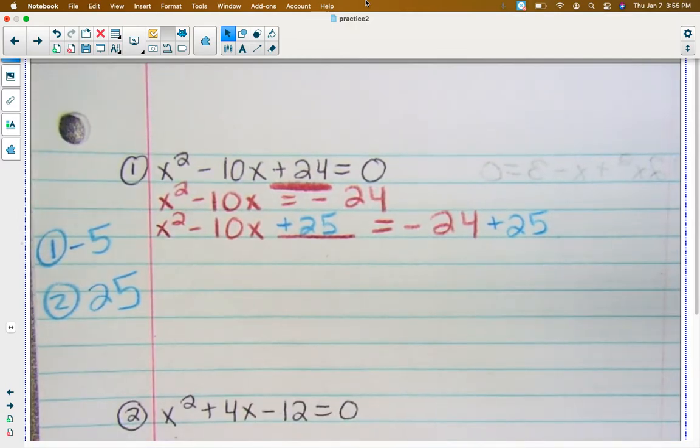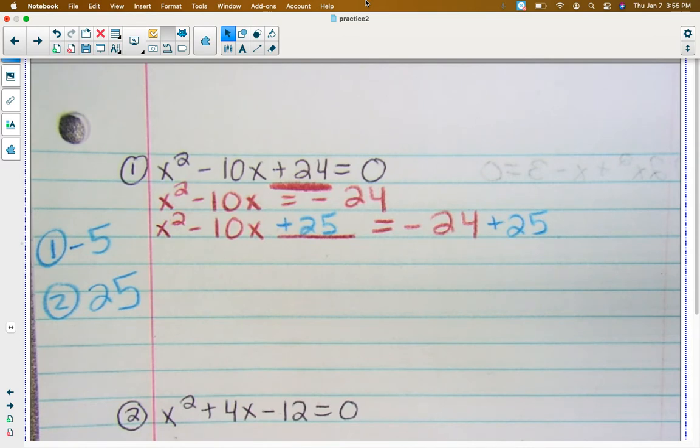Now, think about why we have to add 25 to both sides. I'll give you a minute to think about that. Pause the video and really think about why we need to add 25 to both sides. I'll come back and answer that in just a minute, but I'm going to keep solving the problem.